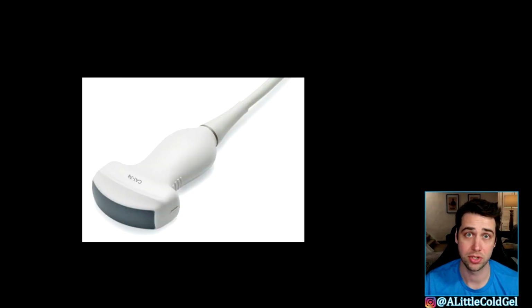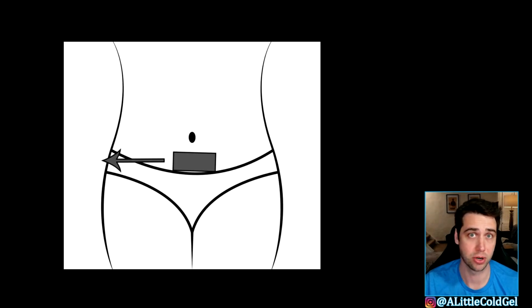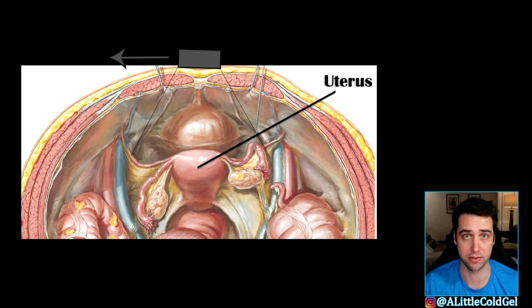So first things first, you're going to be using the curvilinear probe for this exam. You're going to place the probe just above the patient's pubic symphysis with the indicator facing towards the right, and you're going to have to aim a little bit inferior into the pelvis to see everything you're looking for. The first thing you're going to see on the transverse view is the bladder. So this is the bladder here in front of the uterus.